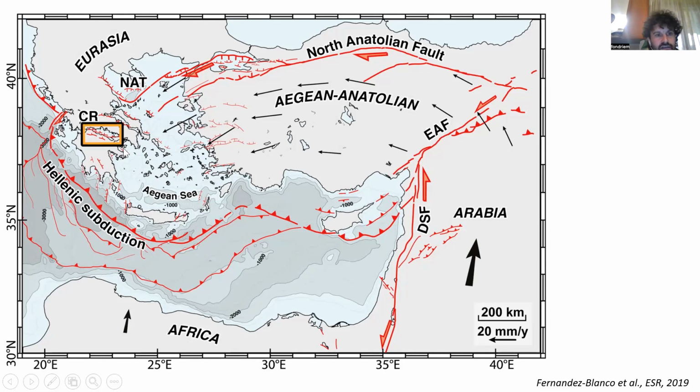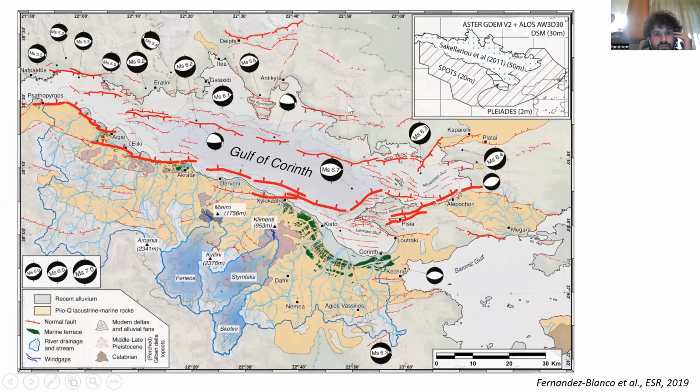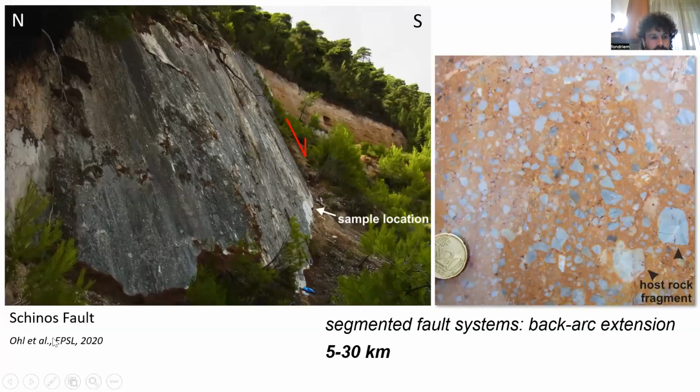And in fact, if we focus here, all these faults are related to back-arc extension, and for example here they accommodate the opening of the Gulf of Corinth. Before, we had faults at lithospheric scale and 1,000 kilometers long; here you have faults that are on average from 5 to 30 kilometers seismogenic. So if you look at one of these faults exposed inland, you have this kind of exposure from the paper of Wall et al. 2020. This is the Sinos fault.